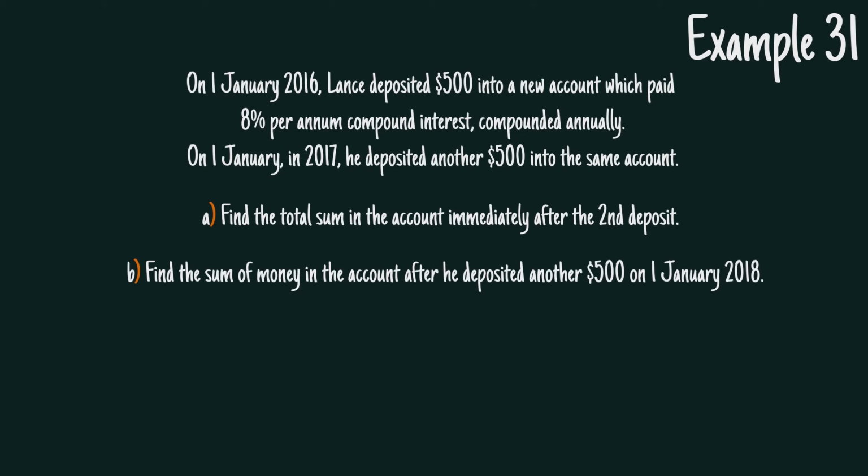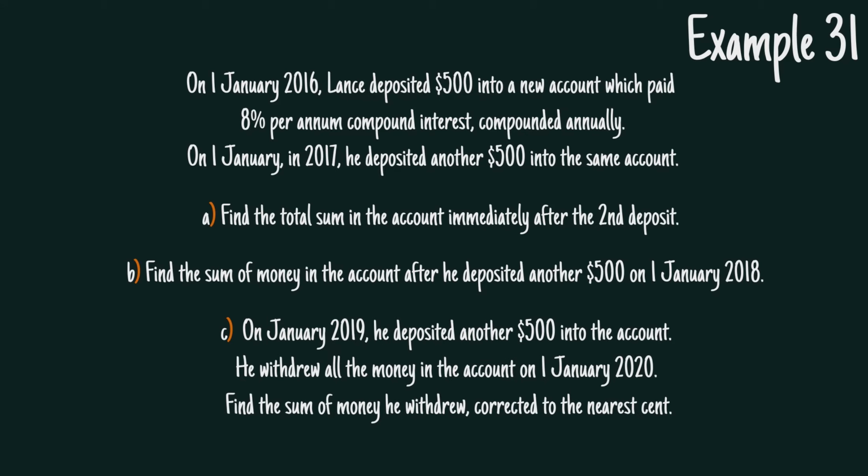In part B, find the sum of money in the account after he deposited another $500 on 1st of January 2018. In part C, on January 2019, he deposited another $500 into the account. He withdrew all the money in the account on 1st January 2020. Find the sum of money he withdrew, corrected to the nearest cent.